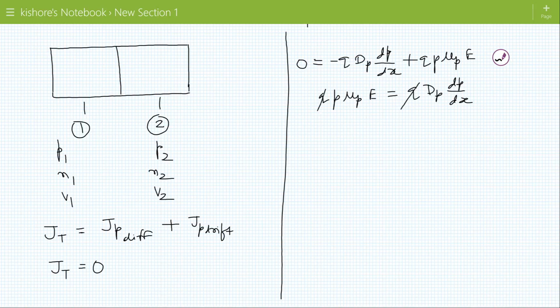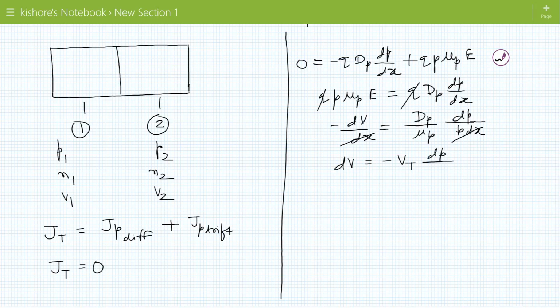Now we know that intensity of electric field is negative gradient of potential. So E is replaced by minus dV by dx, and here we have Dp by mu p, dp by p dx. Now dx will cancel each other, and Dp by mu p is volt temperature equivalent. So dV is minus Vt dp by p.